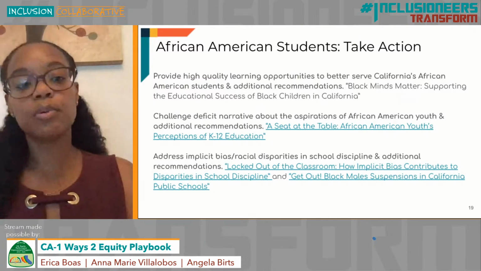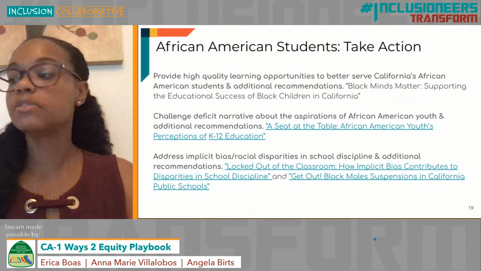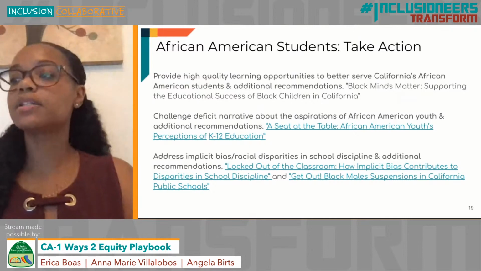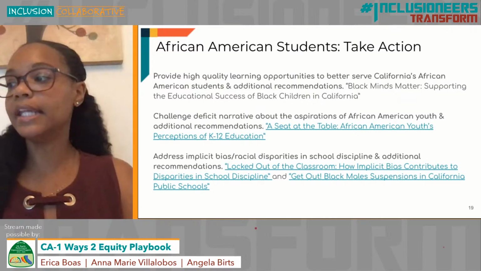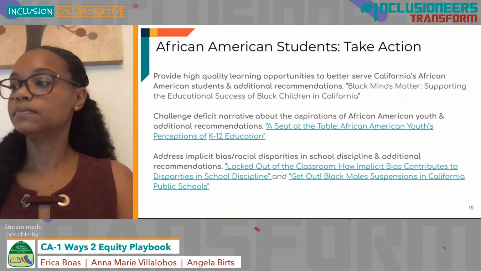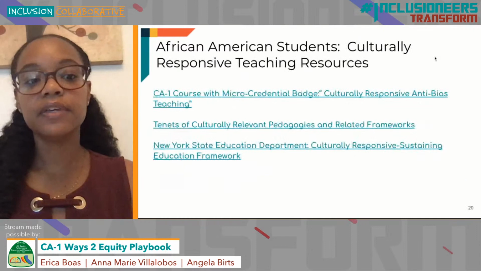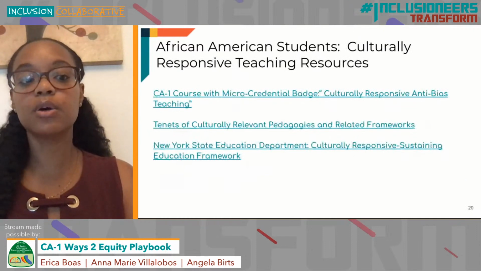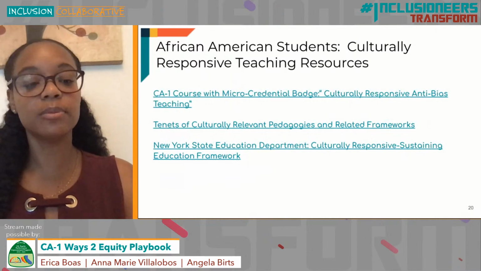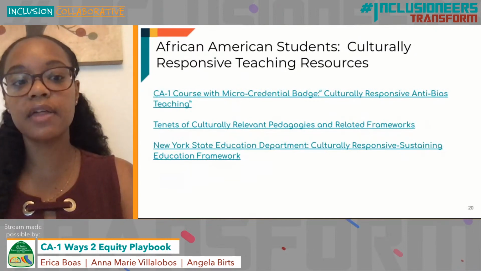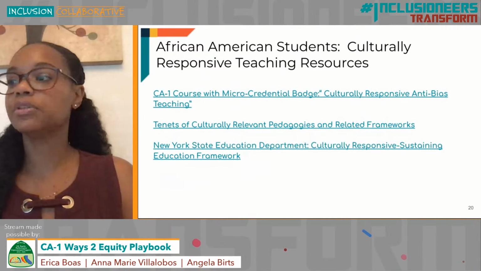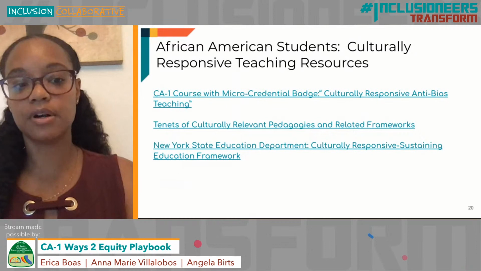Similar reports that focus more on suspension and discipline are Locked Out of the Classroom, how implicit bias contributes to disparities in school discipline, and Get Out, Black male suspensions in public schools. Lastly, if you're particularly interested in implementing culturally relevant pedagogy, first, reading the Ways to Equity Playbook will be useful. And in addition to that, there are other resources in which you could dwell deeper and think about what that means for your district. And those three examples are listed there.